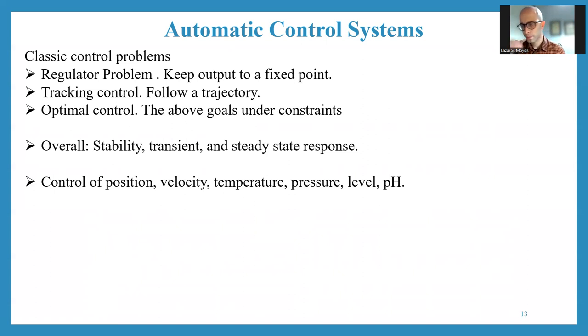But overall, whether we want to control the position of a body, the velocity of a body, the temperature in a room, the pressure in a room, the level in a tank, or the pH in a tank in a chemical process, regardless of the problem, I would say that basically we want to achieve the same thing. Stability, so that we don't go to infinity. Okay. Transient response, so we don't have oscillations, and steady state response, which means achieving our actual goal. Okay. So regardless of the problem, pretty much the goals are the same, in several small variations.